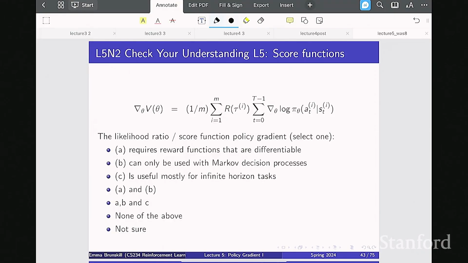So it's a little bit of a tricky one. In fact, when I was giving it to one of my TAs, I forgot to put the "none of the above," and he was like, wait, what? So it's none of the above.